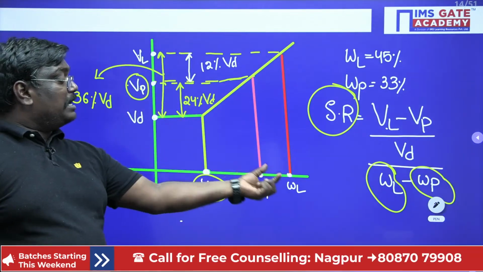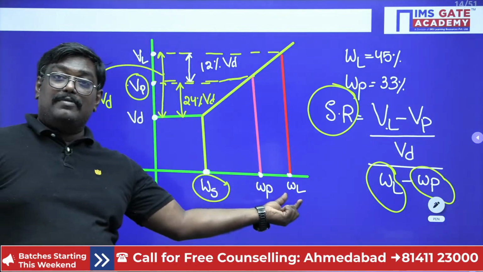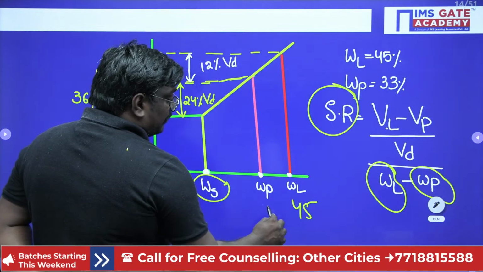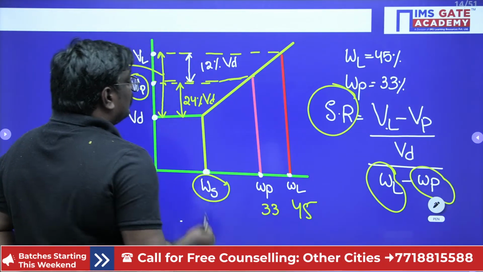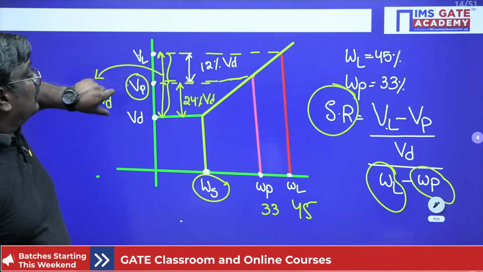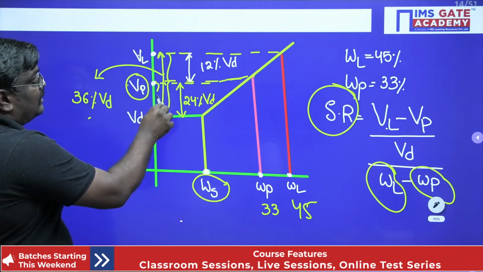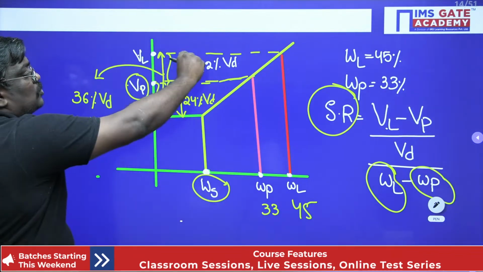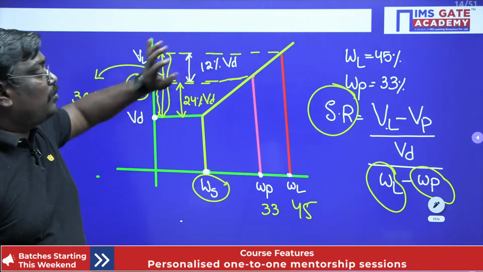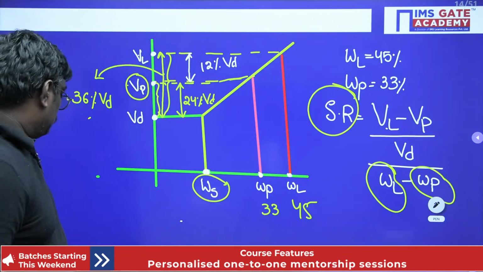So they have given at liquid limit the volume changes. What have they given as the liquid limit value, sir? Here they have given the liquid limit as 45 and the plastic limit as 33. And they have given the volume change from liquid limit to dry state as 36 percentile and the volume change from plastic limit to dry state as 24. So the remaining will be 36 minus 24. That value will be equal to 12 percentile of VD. Am I clear? Is this clear?